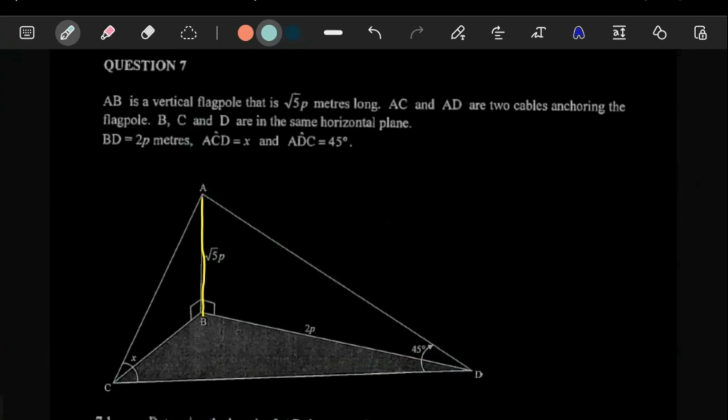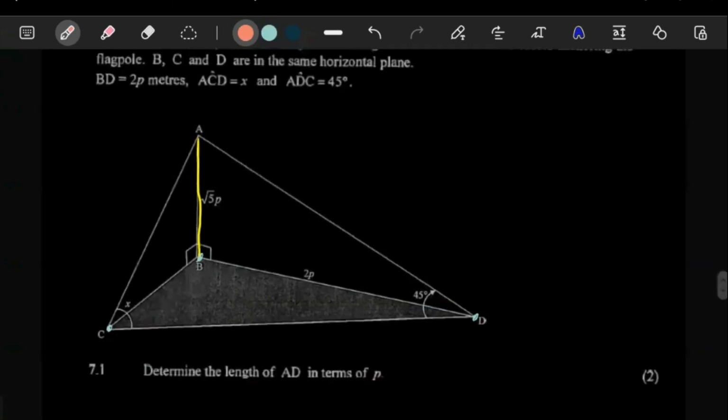And then they said here, B, C, and D are in the same horizontal plane, meaning they're on the ground. B over here, C over there, D over there. And then BD here is equal to 2p, that's fine. This whole angle here is equal to x. The whole angle here is equal to 45, so that's okay.